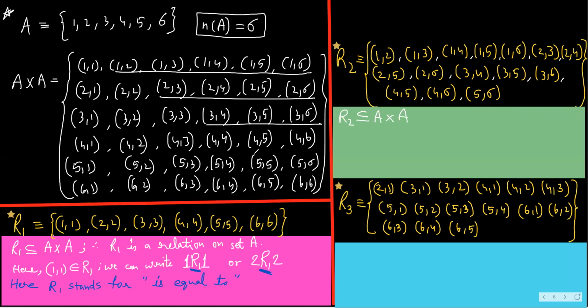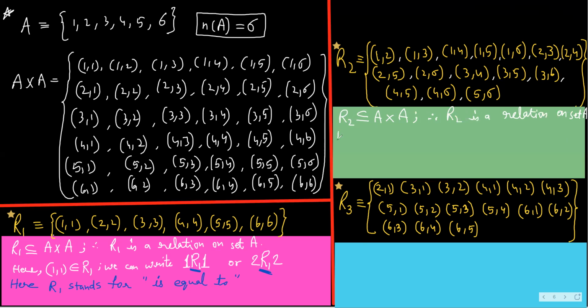See, all are there. You check this, they're all there in set A cross A. So I will say R2 is a subset of A cross A. Therefore, I would say R2 is a relation. R2 is a relation on set A.